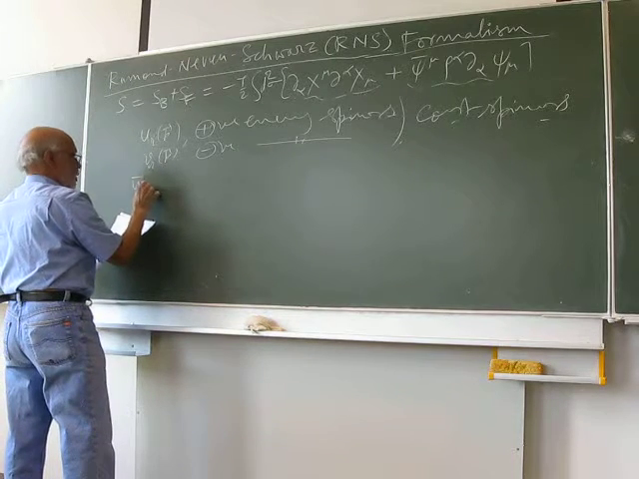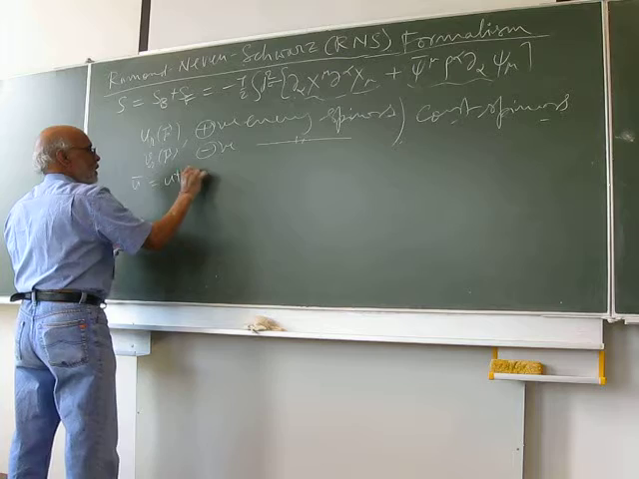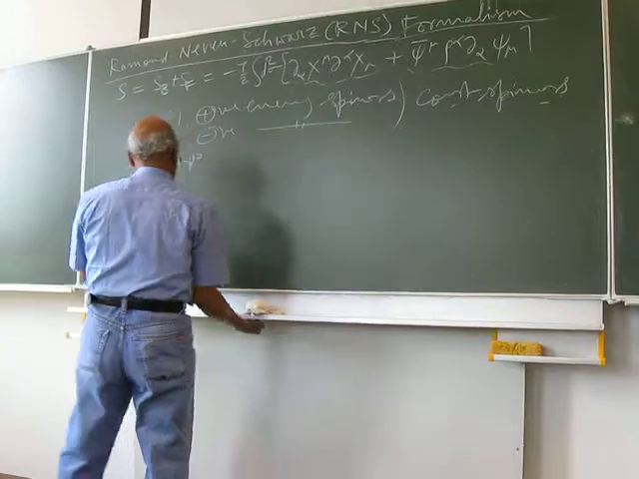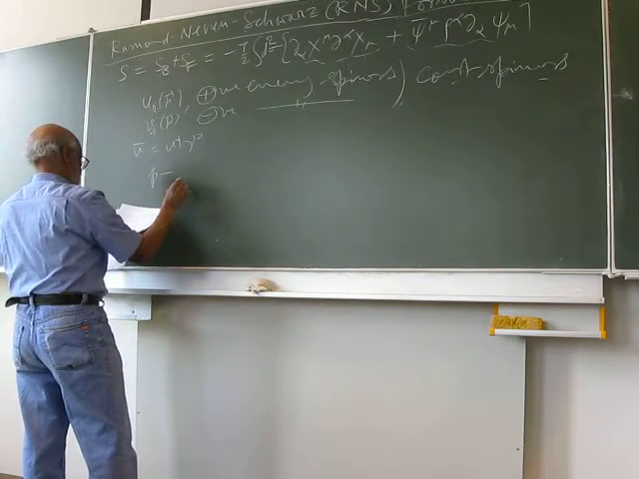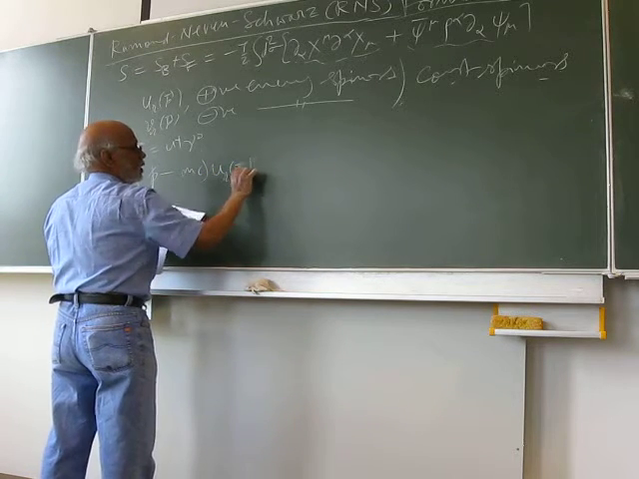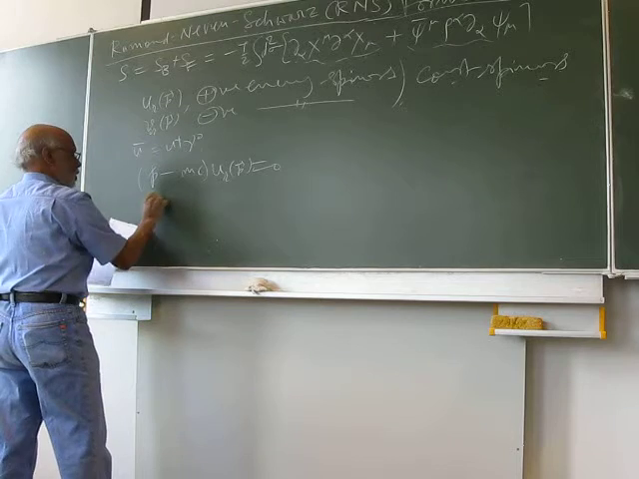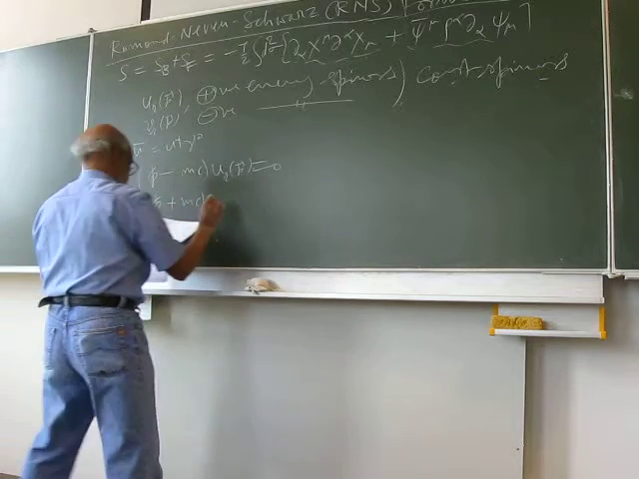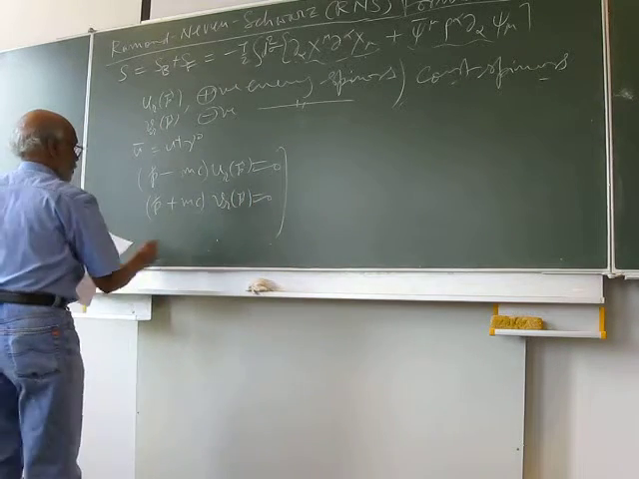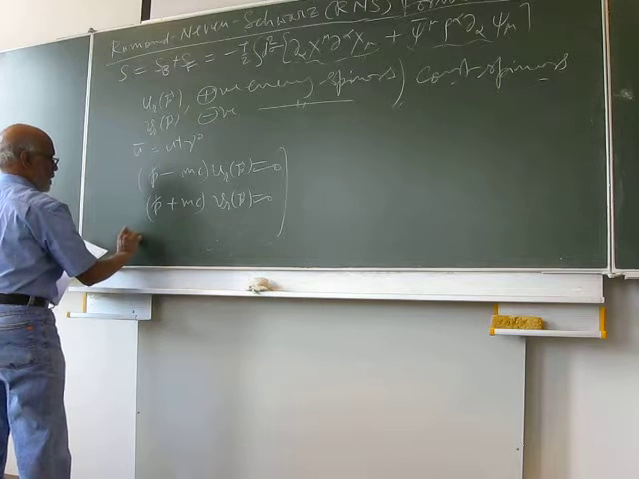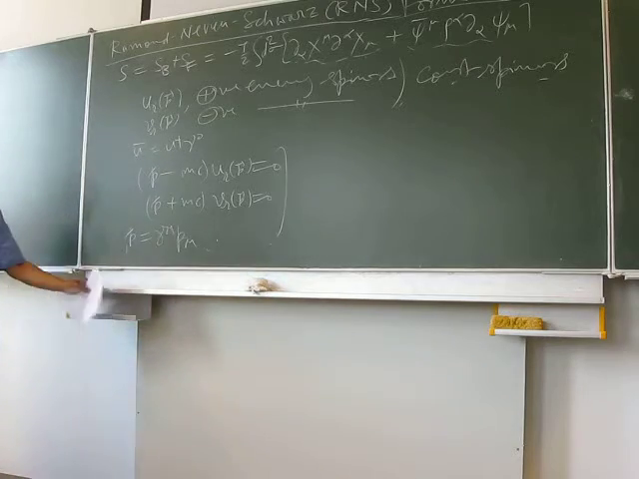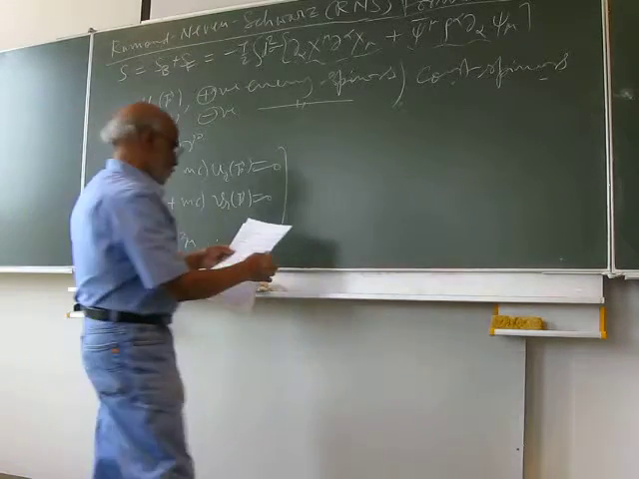So U bar would be U dagger gamma 0 and so on, and they would obey the Dirac equations: P slash minus MC acting on U_R(P) equal to 0, and P slash plus MC acting on V_R(P) equal to 0, where P slash is gamma mu P mu.